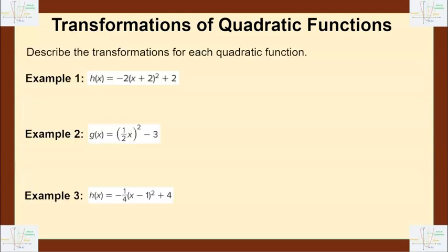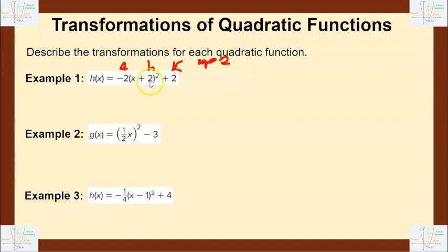Here we want to just describe the transformation for each quadratic function. So I'm going to look at each number and the location of each number in the equation to determine what kind of transformation I have. So here's my k. My k is a plus 2. Here's my h, and then here's my a. So the k tells us this is translated up, not up 4, up 2. So it goes up 2.